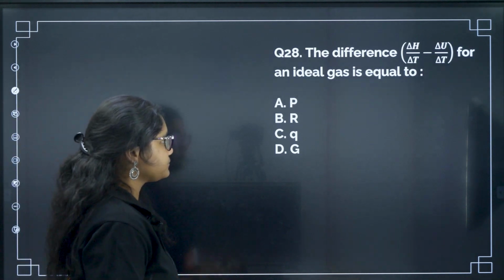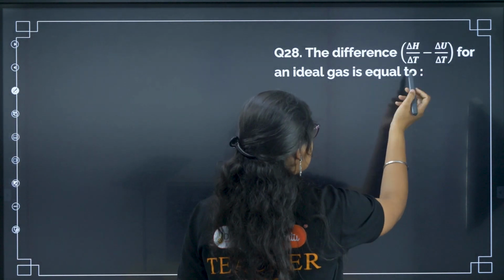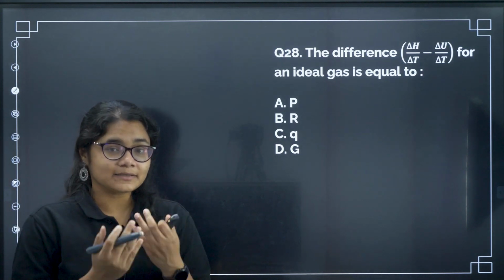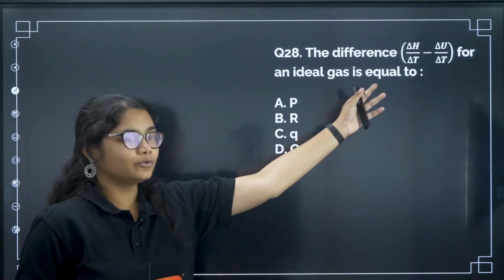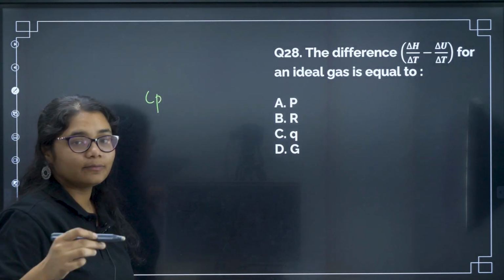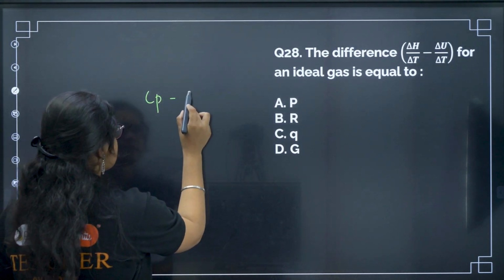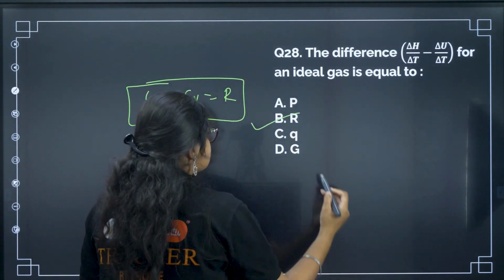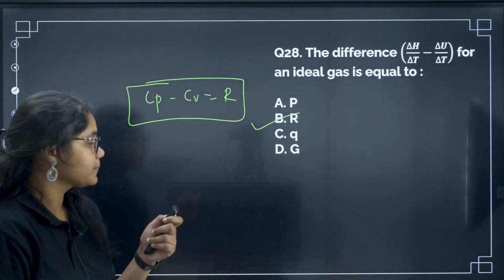Next. Again, the same formula we can use. The difference between delta H by delta T minus delta U by delta T. This is a very simple question, the only thing is we should know this equation. Delta H by delta T is Cp, and delta U by delta T is Cv, as I just told you. So Cp minus Cv is nothing but R, a very famous equation. Correct answer for this question is option number B.